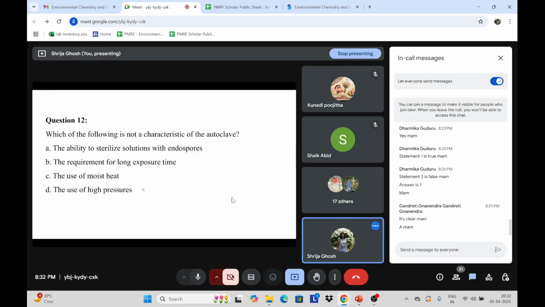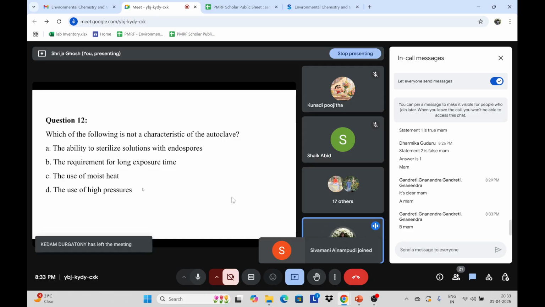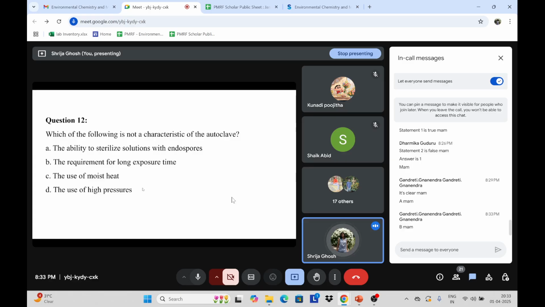So there are certain characteristics of the autoclave. One of the following options is not a characteristic of autoclave. What do you think is the correct answer? Option A, the ability to sterilize solutions with endospores. Option B, requirement of long exposure time. Option C, use of moist heat. And option D, use of high pressures. I have one answer in the chat box. Option B. Okay. What about others?